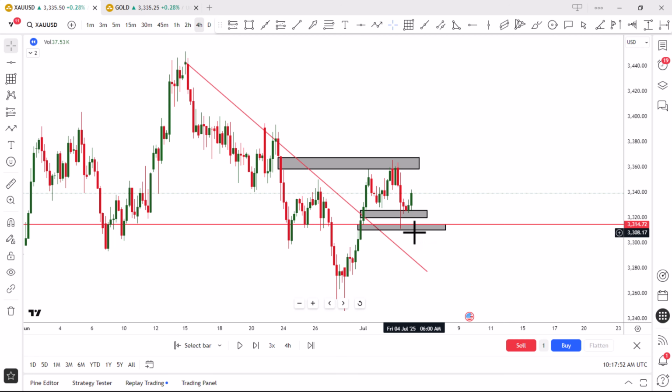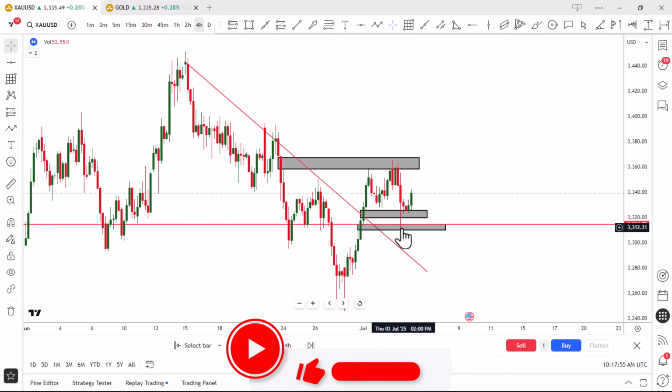You could understand it. Price came all the way down, execute your trade, and you are good to go. It's that simple.